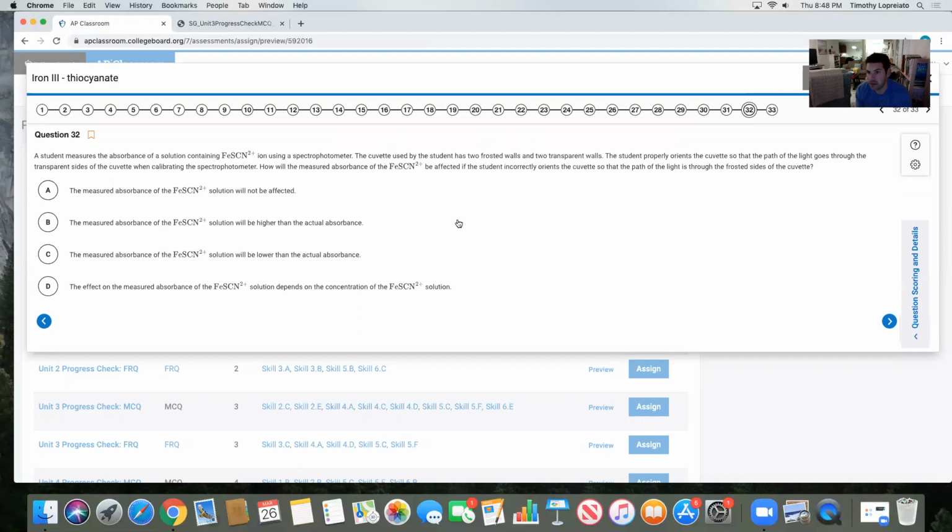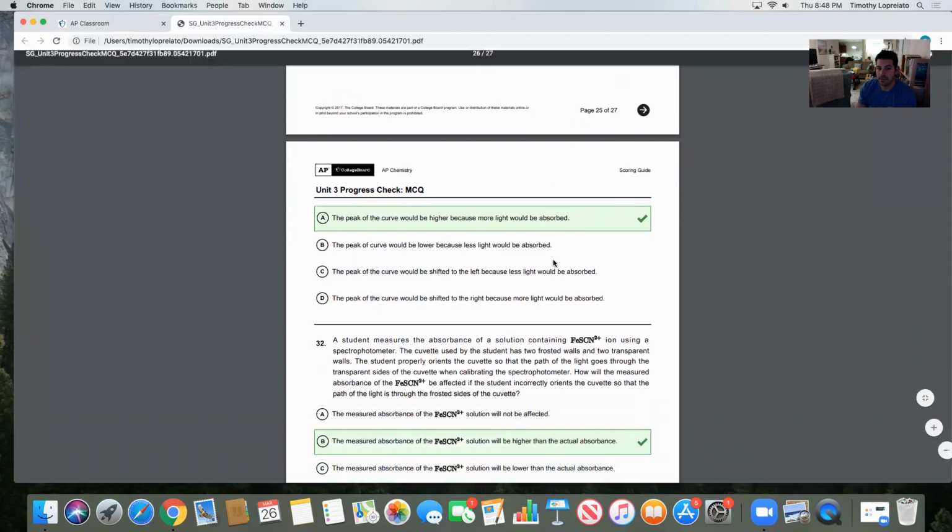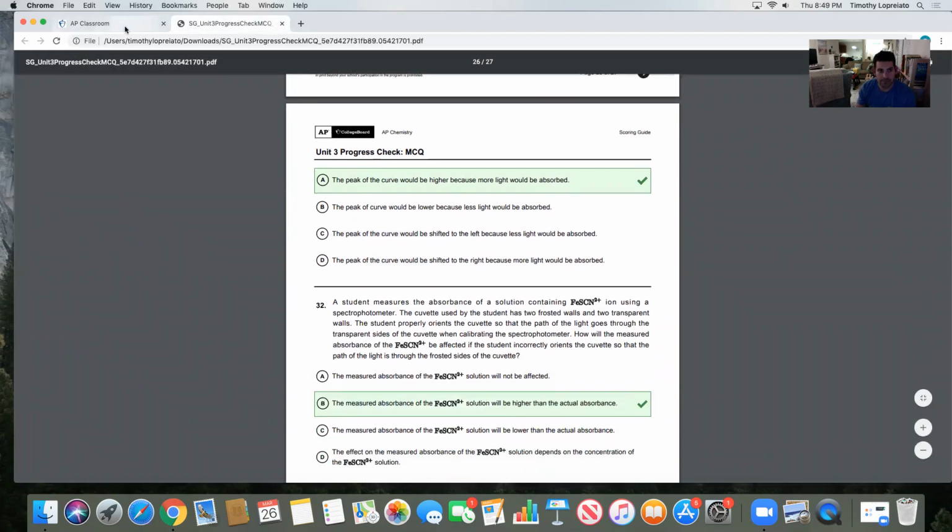Well, that's going to scatter a ton of light. All right. So the measured absorbance of the solution will not be affected. No, it's definitely going to be affected. The measured absorbance of the iron thiocyanate solution will be higher than the actual absorbance. I'm thinking that's what's going to be happening. The measured absorbance of the iron thiocyanate solution will be lower than the actual absorbance. Well, that doesn't make sense because the light's not getting through. The effect of the measured absorbance of iron thiocyanate solution depends on the concentration. I'm thinking 32, choice B. 32, choice B. Woohoo! Got it.